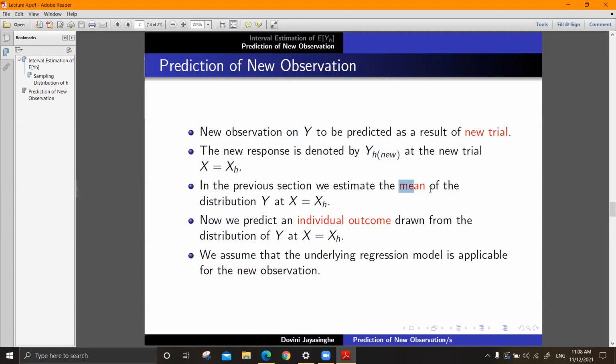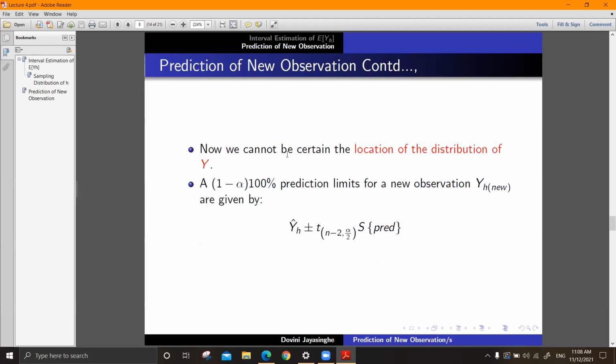In the earlier case, we considered the mean of y at a given x level. Now we are considering the individual outcome at a given x level. Two different things, mean and individual outcome, they're different, right? So now we cannot be certain of the location of the distribution of y, because there are so many y's at a particular x level. What does it mean?